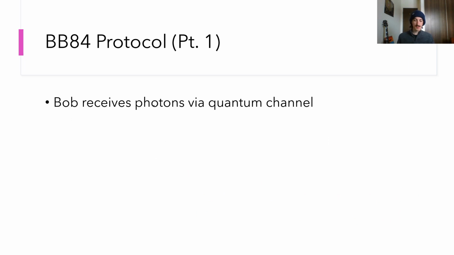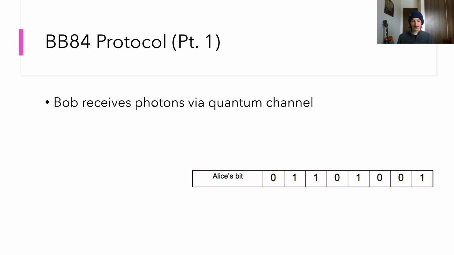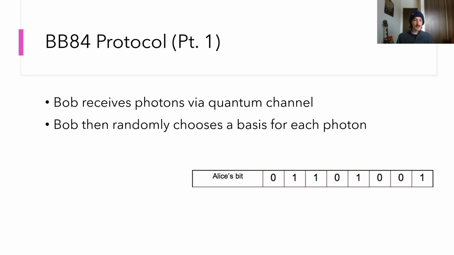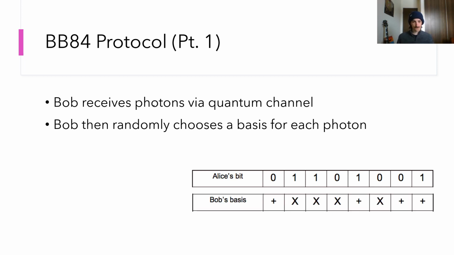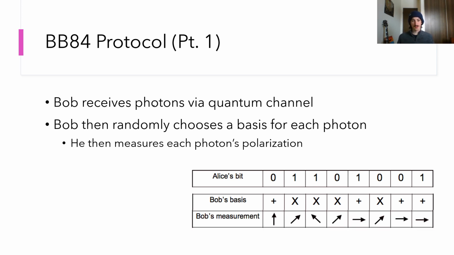So the next step is Alice sends these photons over to Bob, and he'll receive them via the quantum channel. And there's Alice's bits for reference. What he does is kind of the same. He'll randomly choose a basis for each one of these photons, like so, and then he'll measure each of the photons' polarization. And as you can see, some of them he guessed correctly and got the same polarization, but other ones he guessed incorrectly and got some random other one.